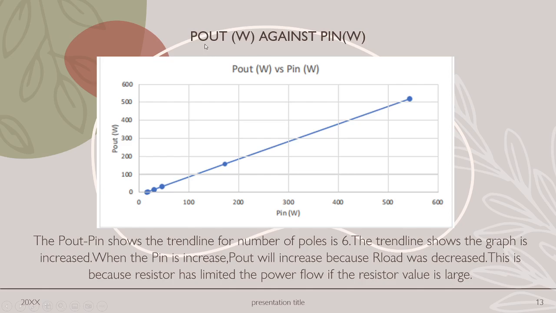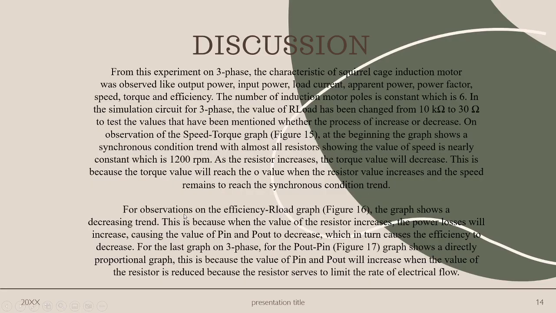Also, the P out against P in graph shows the trend line for the number of poles, 6. The trend line shows the graph is increasing. When the P in increases, P out will increase also because the R load was decreased. This is because the resistor limits the power flow if the resistor value is large.